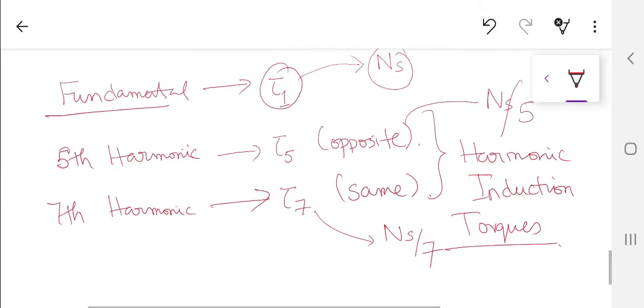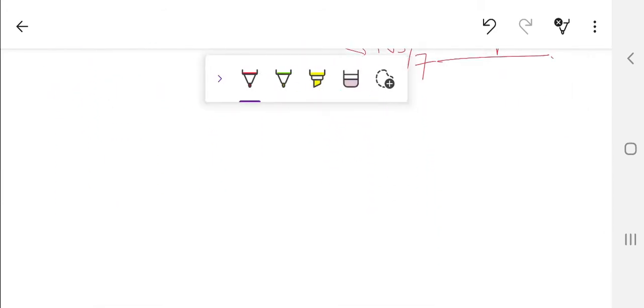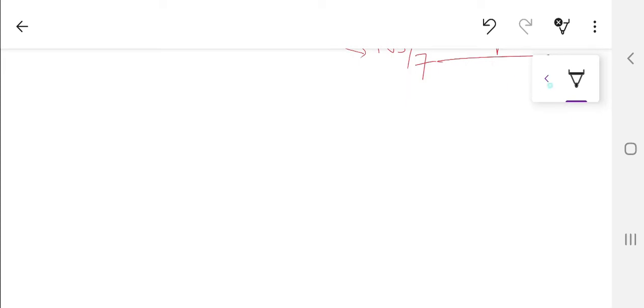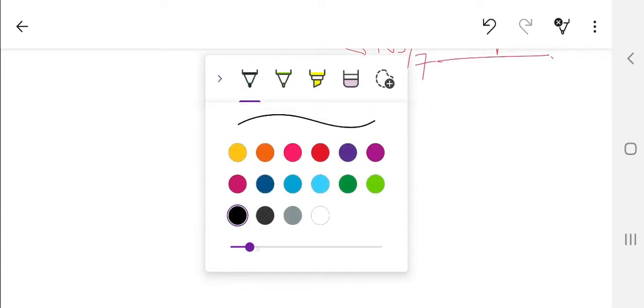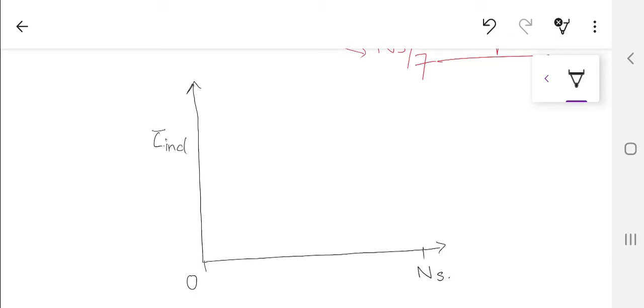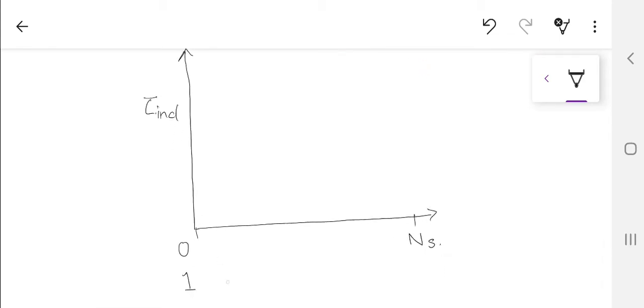For this purpose, let me go back to the basic torque slip curve and draw it a little over here. This is the induced torque inside your machine, this is the speed axis, and certainly this is speed 0 and this is speed ns. You can also have the slip value on the x-axis. I hope everyone has an idea on this one.